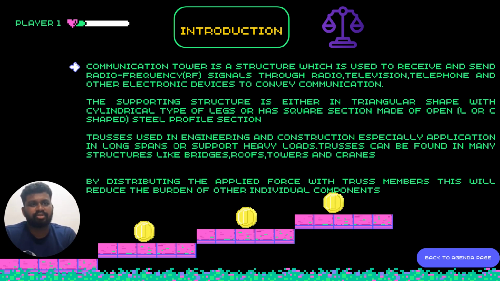One of the best trusses that can be used to build a communication tower is a square truss. By distributing the applied force within the truss, the members reduce the burden on other individual components.